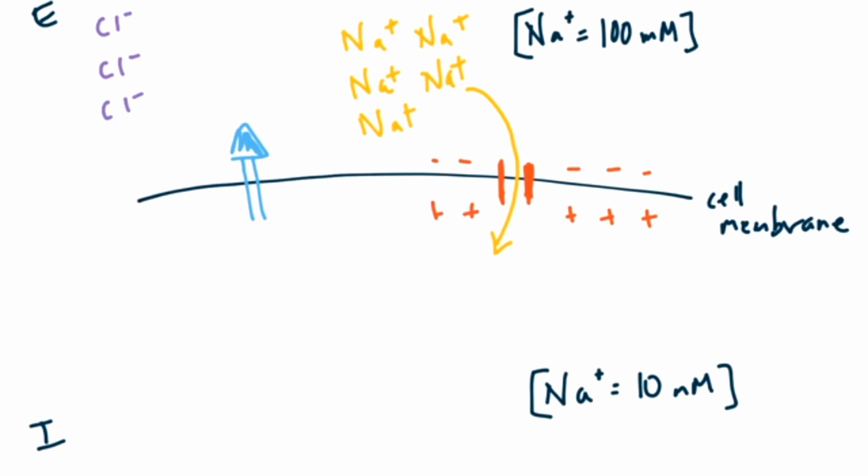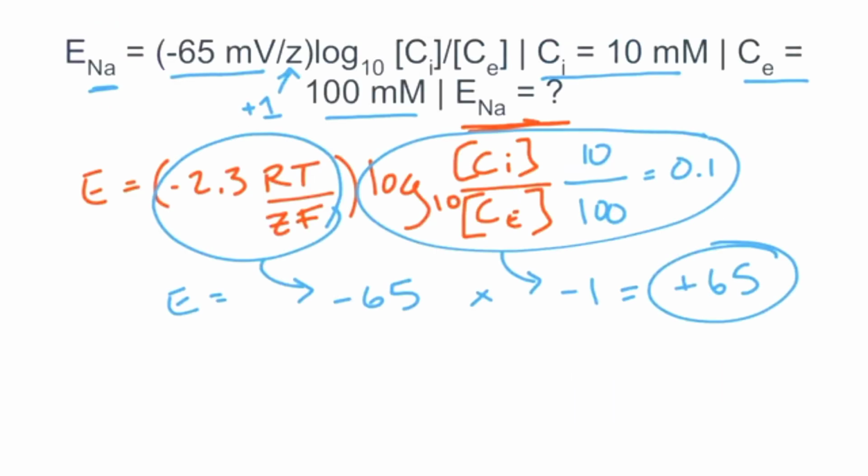The example we just went through on the previous slide asked the question, how strong does the electrical gradient have to be in order to prevent additional sodium from entering the cell? From our calculation, we found that the inside of the cell has to be positive and the voltage across the membrane must be 65 millivolts. In other words, at positive 65 millivolts, the electrical force is strong enough to prevent the influx of additional sodium.